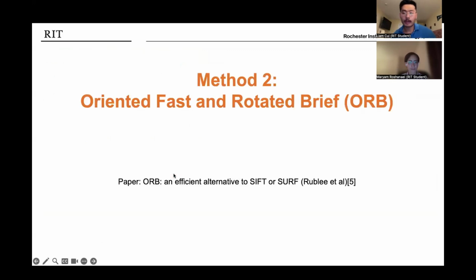So then the next method I chose was Oriented FAST and Rotated BRIEF, aka ORB. I chose it because I thought it looked cool, honestly. This is a geometric feature extractor for detecting corners, and to understand why it was created, we need to look into the history of feature extractors.